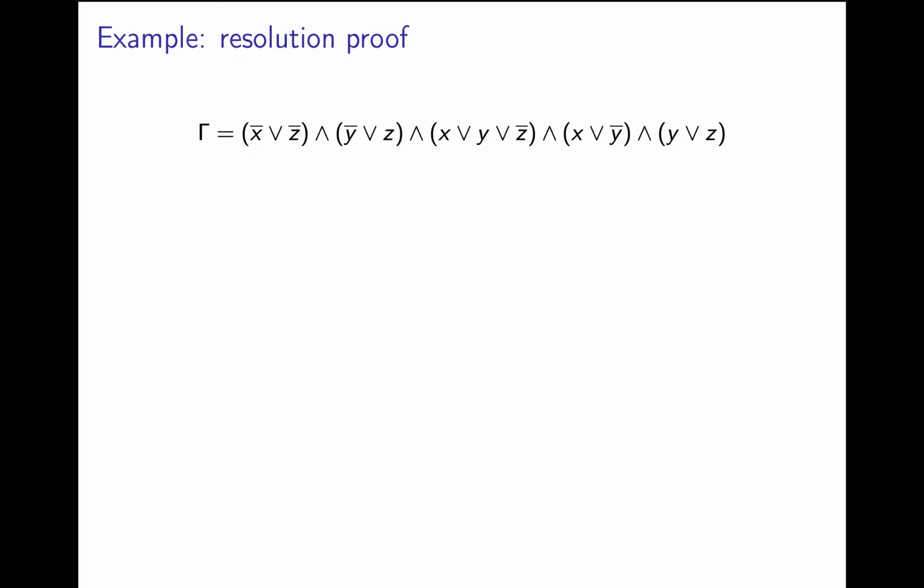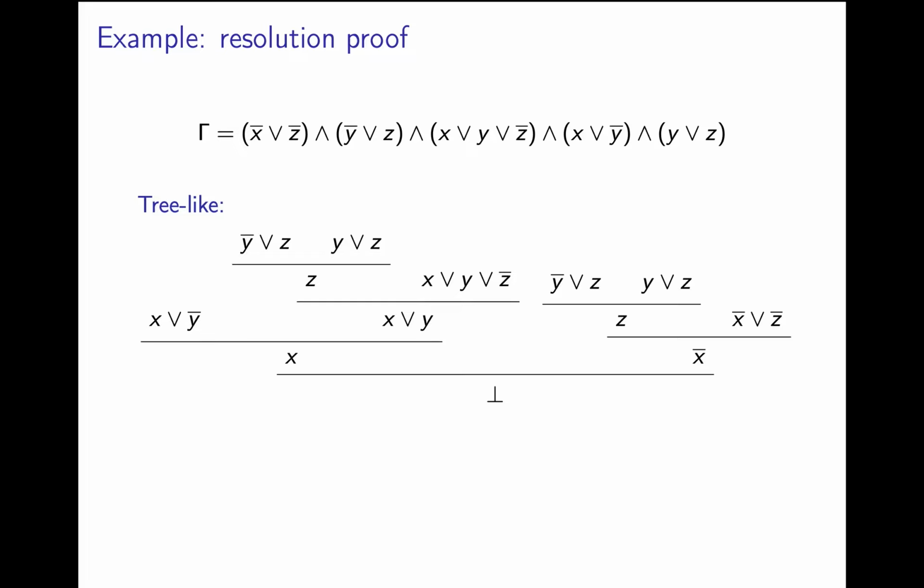Here's a formula, gamma, in CNF with 3 variables and 5 clauses. And for just this slide, I'm denoting negation by overlines like this to save some space. And this formula is unsatisfiable. And here's a proof in resolution. The inferences here are arranged in a tree-like manner. In this tree-like proof, each horizontal line is an application of the resolution rule, and the leaves are clauses from the original formula, and the root is the empty clause.